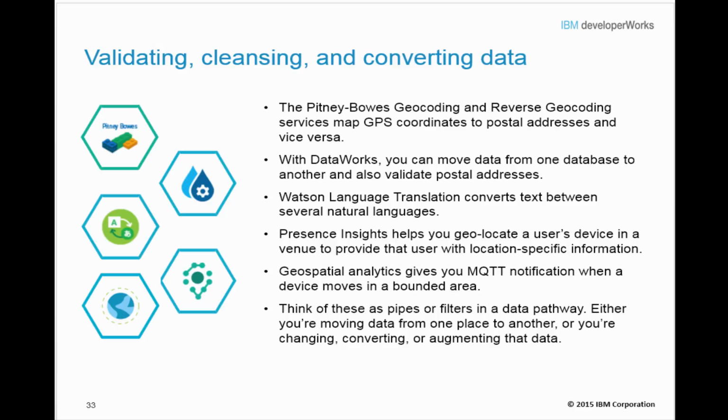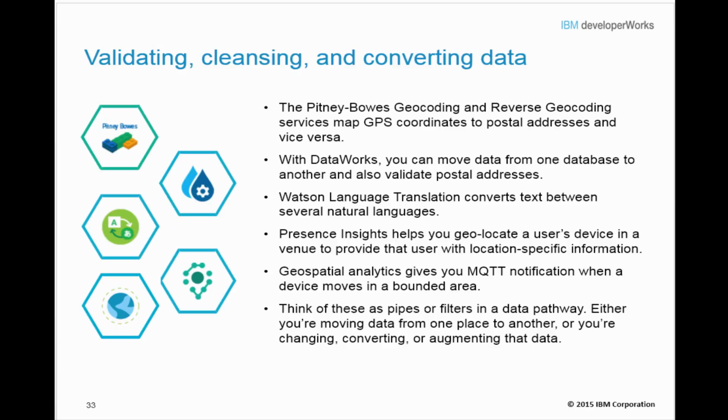A really common situation that we see lots of times in retail applications, or in applications that involve people searching for physical objects, is one where you're going to have to convert a GPS coordinate to a physical address or vice versa. Well, that's where the Pitney Bowes geocoding and reverse geocoding services come in. Now, on the other hand, if it's actually a physical bulk data load you need to move, let's say you want to move data out of Cloudant and into DB2 or vice versa, that is exactly what DataWorks allows you to do. It allows you to move data from one database to another, and it also has some validations built into it. Like, for instance, one of the things it can do is validate postal addresses.